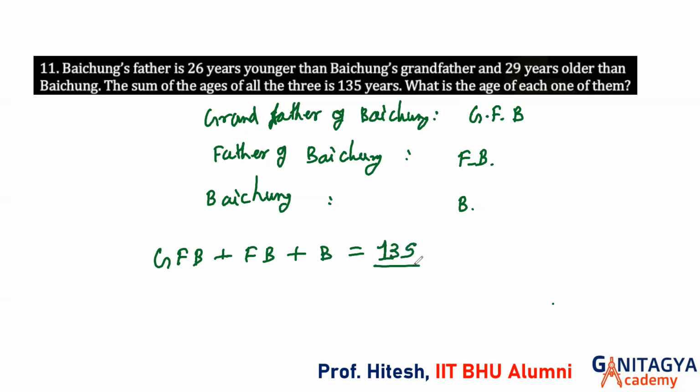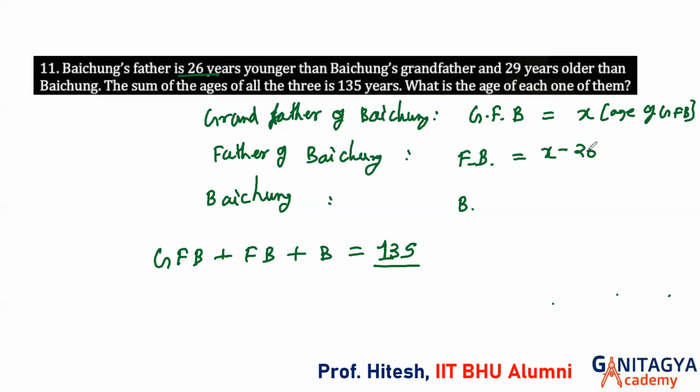Second, Baichung's father is 26 years younger than Baichung's grandfather. So let us say the age of grandfather of Baichung is x. Then the father of Baichung's age will be x minus how many less? 26. So this is the age of father of Baichung.